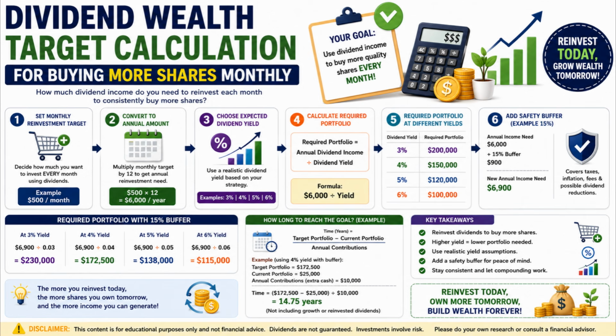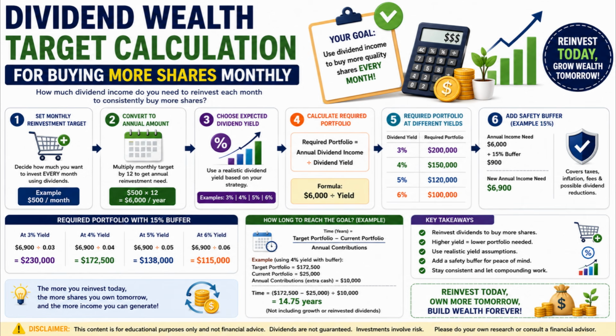Next, convert that monthly amount into an annual amount, because dividend yield is usually based on yearly income. To do that, simply multiply the monthly target by 12. So, $500 per month multiplied by 12 gives $6,000 per year. That means you need $6,000 in annual dividend income to support your monthly share purchases.